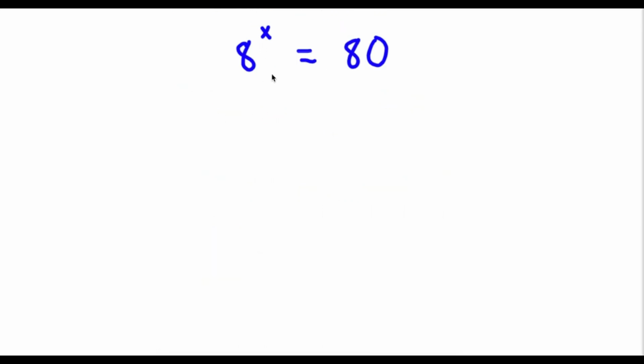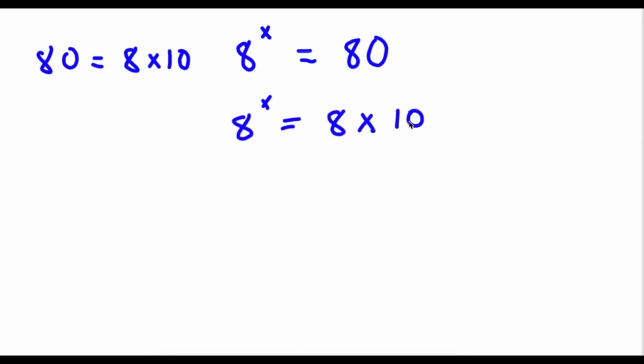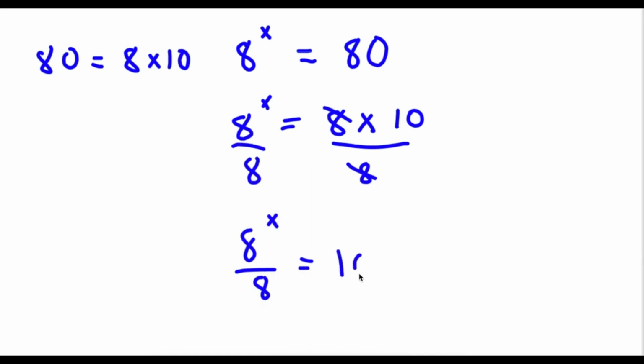Alright, so I have 8 to the power of x is equal to 80. Now the first thing I'm going to do is, 80 here is the same thing as 8 times 10. So I'm going to replace 80 with 8 times 10. So now I have 8 to the power of x is equal to 8 times 10. Now I can go ahead and divide both sides by 8. So I have 8 to the power of x over 8 is equal to, these two cancel out, simply 10.